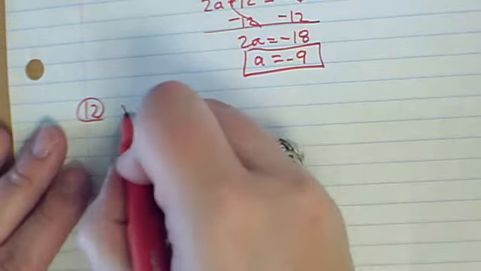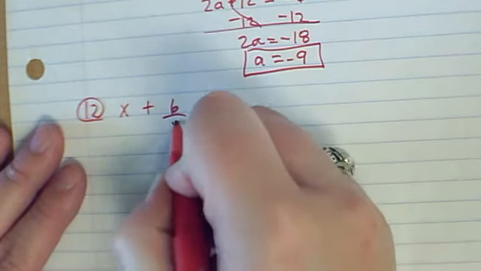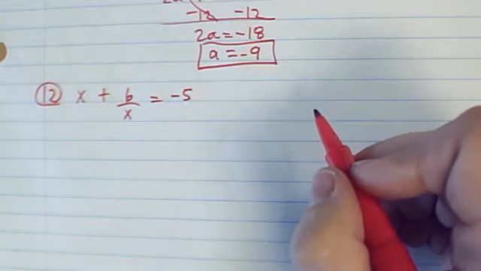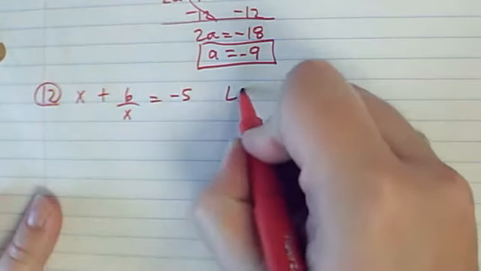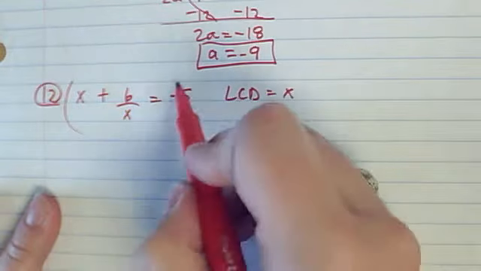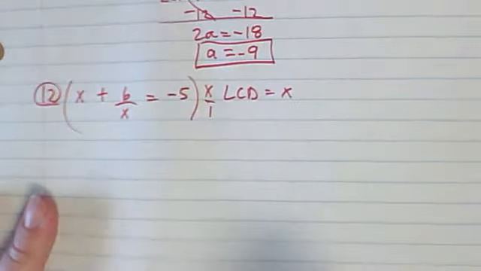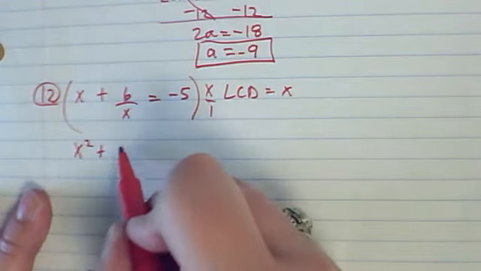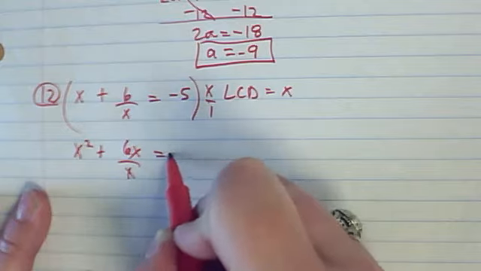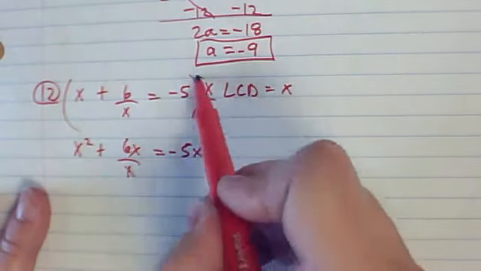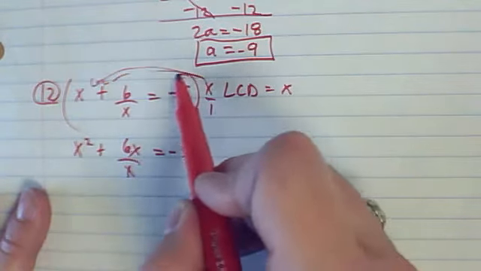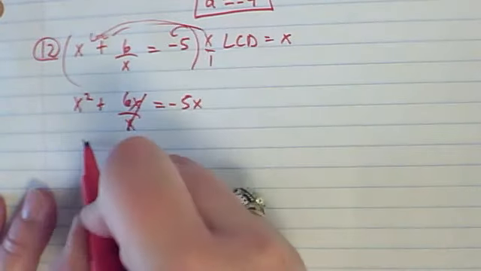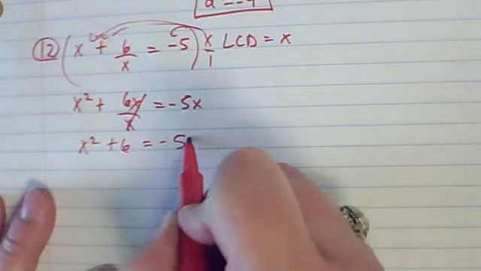Number 12 is one that we did exactly like this in the notes. Here, the least common denominator is x. So I'm going to multiply everything by x, and I can put it over 1 if that helps you. So x times x is x squared plus 6x over x equals negative 5x. All I did was distribute that to everything. These x's cancel, so I'm left with x squared plus 6 equals negative 5x.